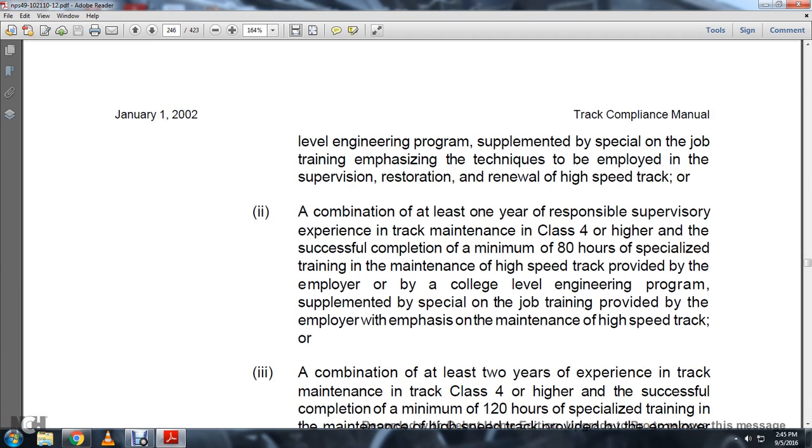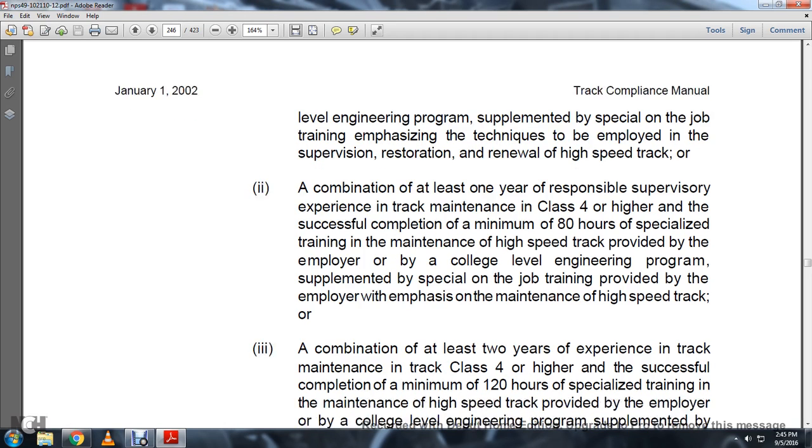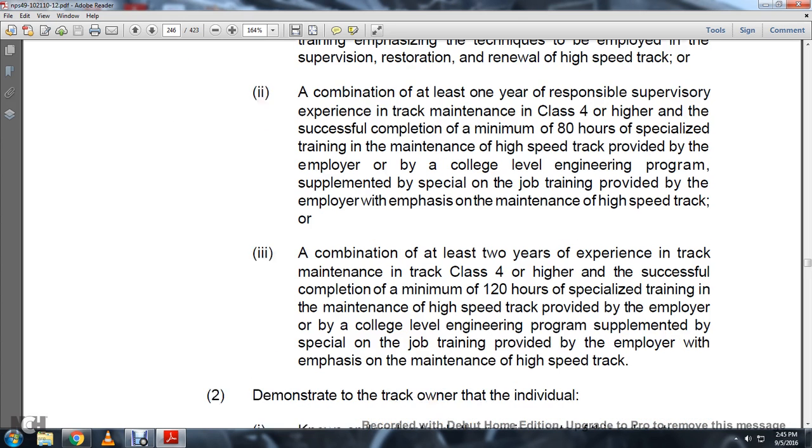2. The combination of at least 1 year of responsible supervisory experience in track maintenance in class 4 or higher, and the successful completion of a minimum 80-hour specialized training course in the maintenance of high-speed track provided by an employer or by a college-level engineering program, supplemented by special on-the-job training provided by the employer emphasizing the maintenance of high-speed track.